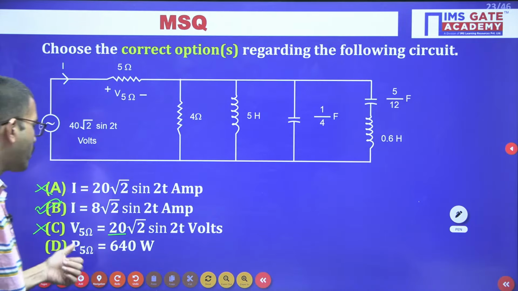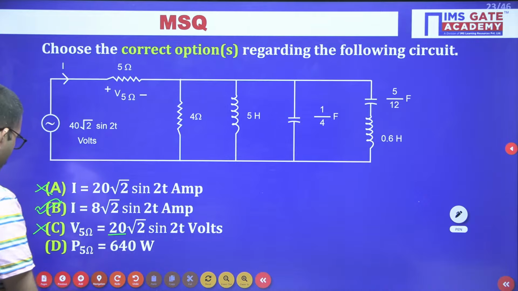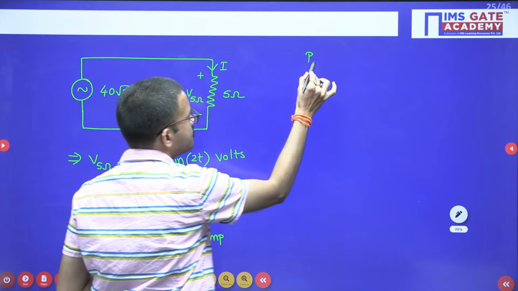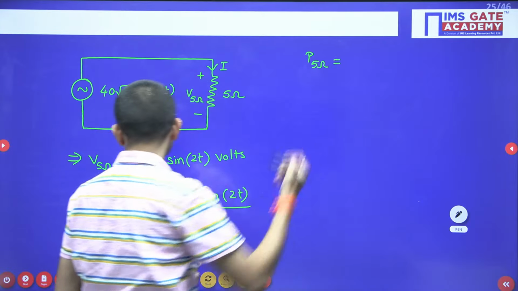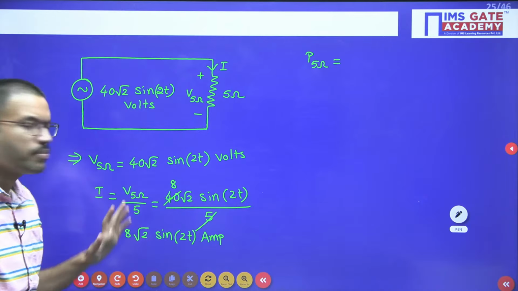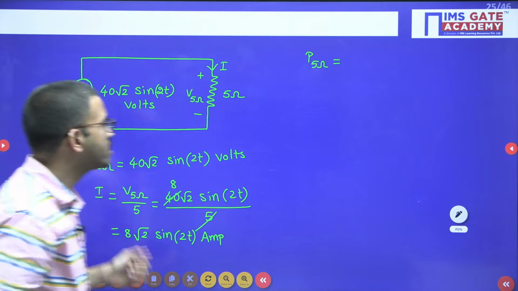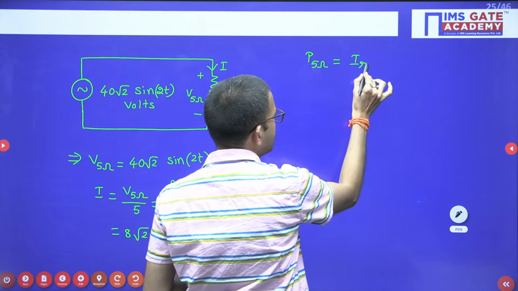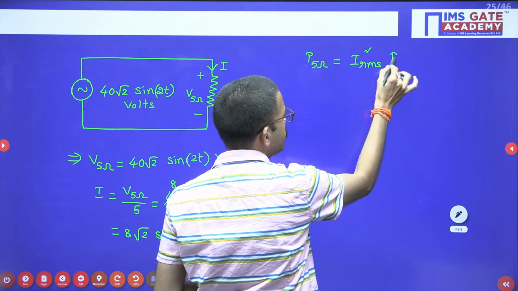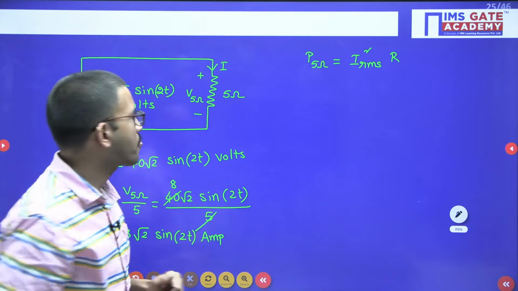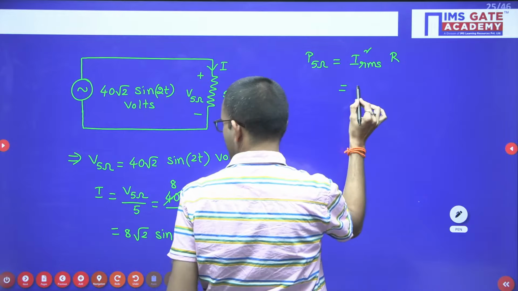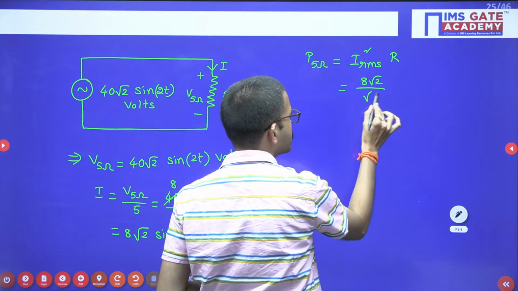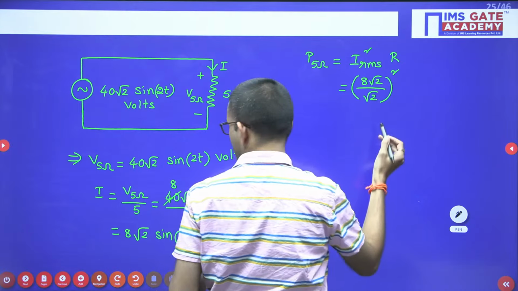See here they are asking power across the 5 ohm resistor, right? So I hope all of you know the formula regarding power across a resistor. You can use the voltage equation or the current equation, your wish. For the time being I am considering the current equation. So here I am considering IRMS square into R. Similarly, if you want, you can use VRMS square divided by R. Here IRMS is nothing but Im by root 2. Here already you are having 8 root 2 divided by root 2, whole square, into resistor value 5 ohm.